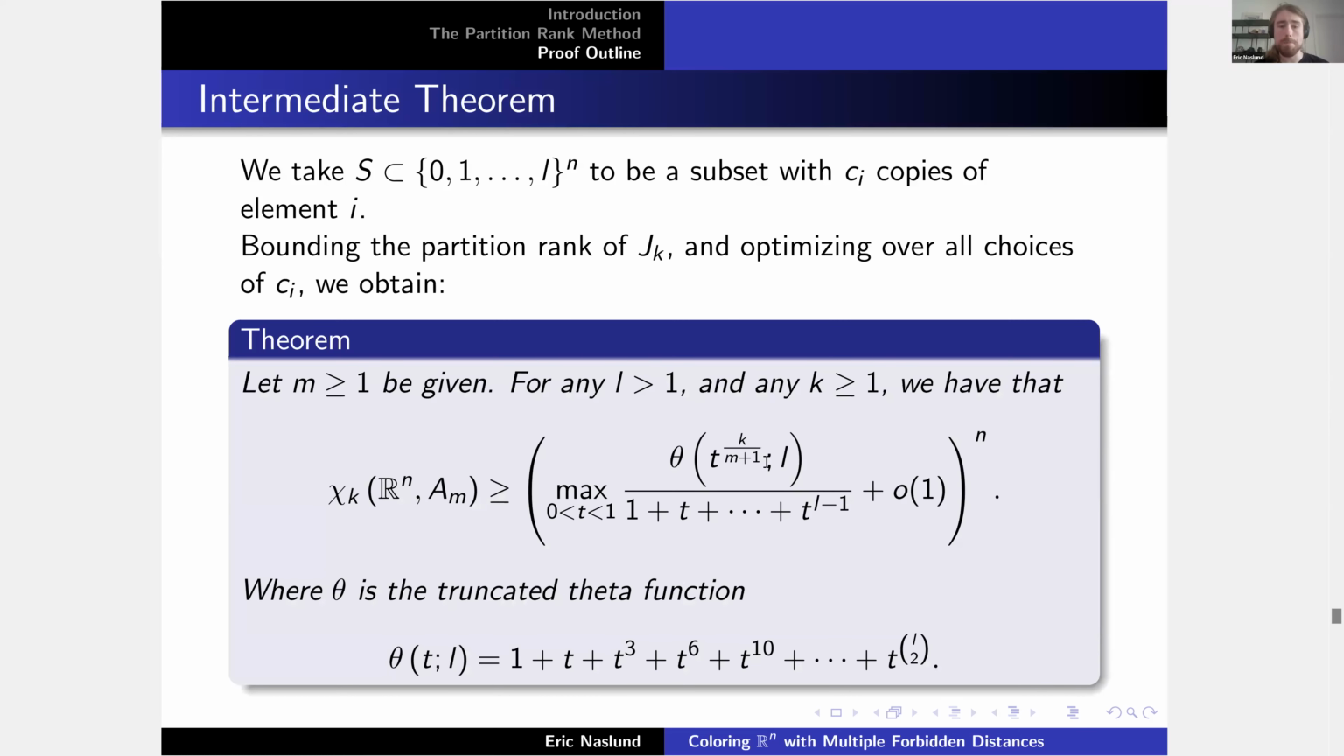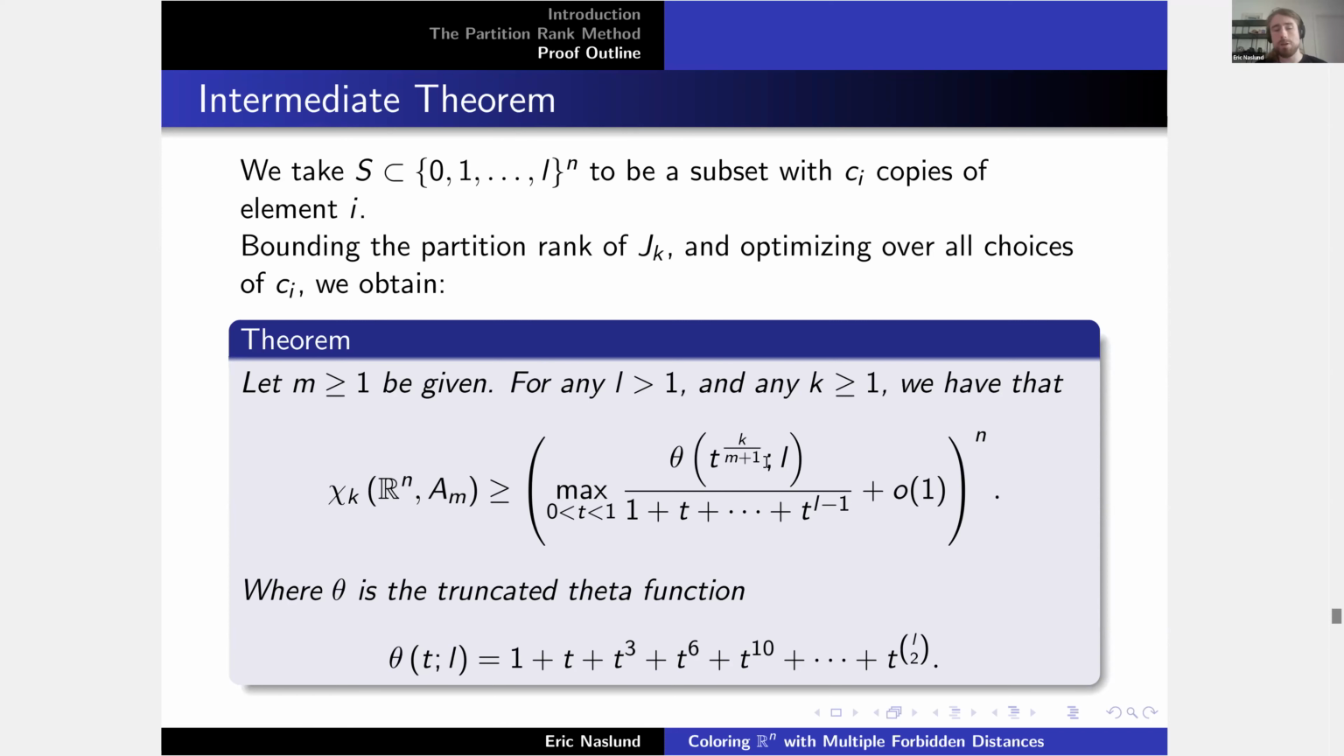Okay, so when we do this, we'll bound the partition rank and optimize over all our choices of Ci. We get a theorem that looks as follows, and I'll explain this in more detail. We'll be able to bound this chi k of Rn with the distance set described before. We'll be able to lower bound it by a maximum of a truncated theta function divided by a sum of 1 plus t all the way up to t to the L minus 1.